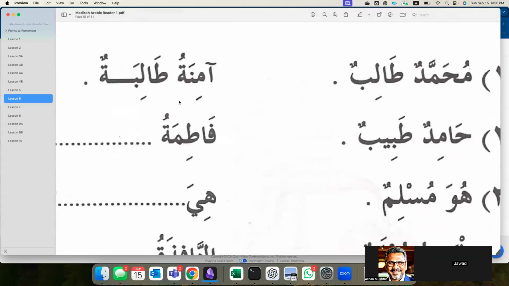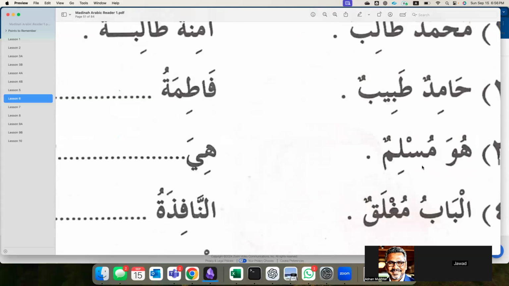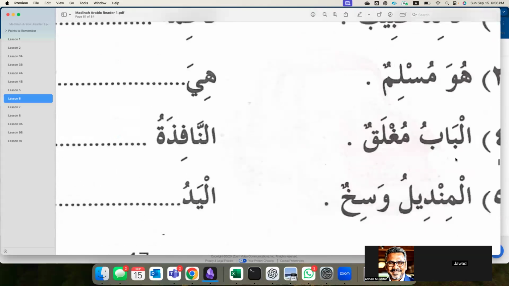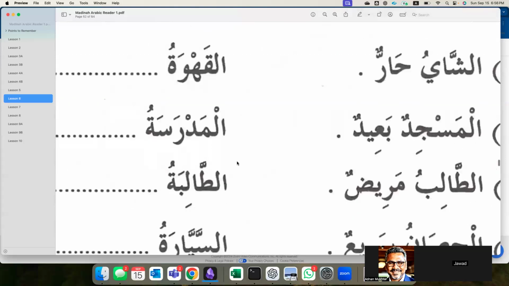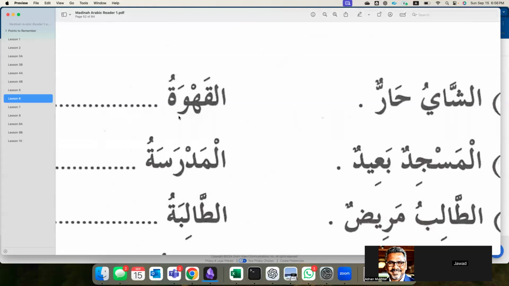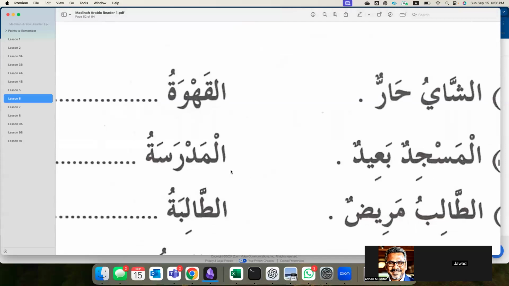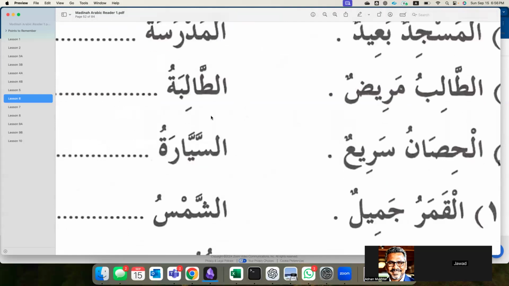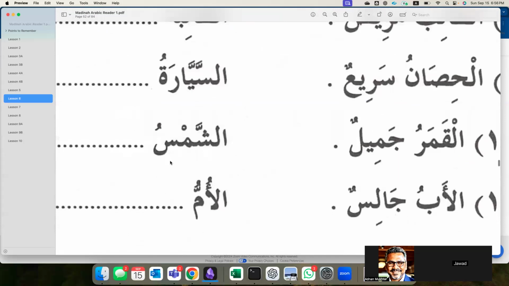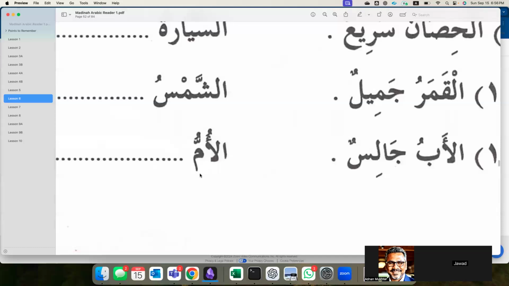Muhammad talib. Amina taliba. Hamid tabib. Fatima tabiba. هو مسلم. هي مسلمة. الباب مغلق. النافذة مغلقة. المنديل وسخ. اليد وسخة. الشاي حار. القهوة حارة. المسجد بعيد. المدرسة بعيدة. الطالب مريض. الطالبة مريضة. الحصان سريع. السيارة سريعة. القمر جميل. الشمس جميلة. الأب جالس. الأم جالسة. Okay? All right.